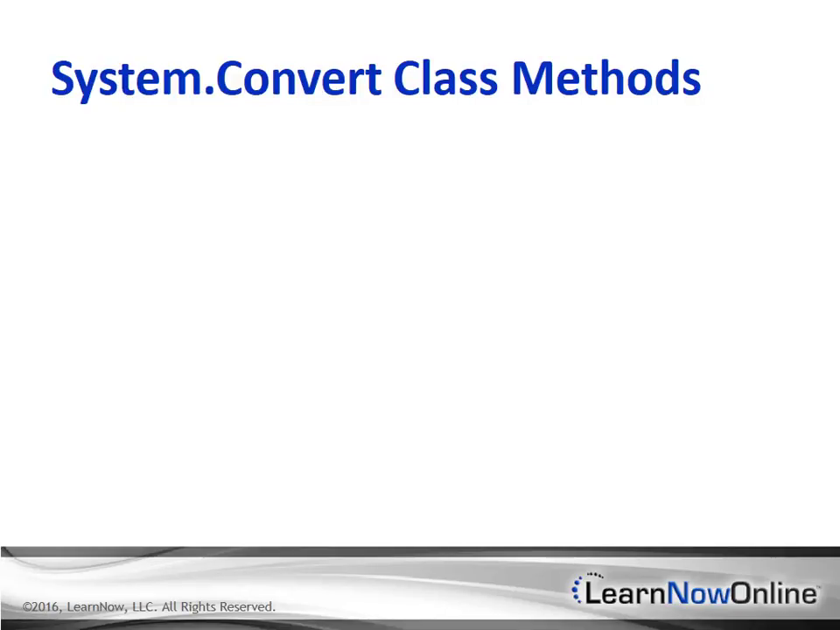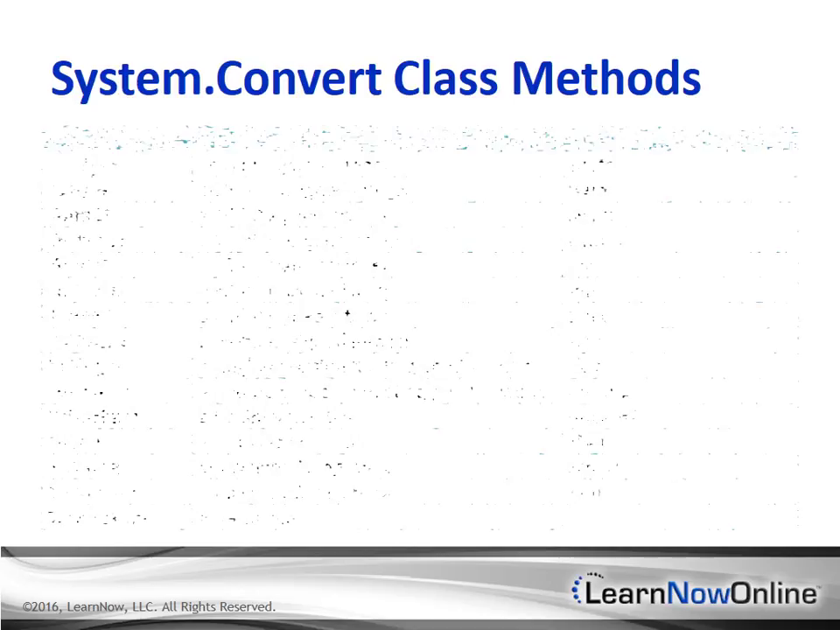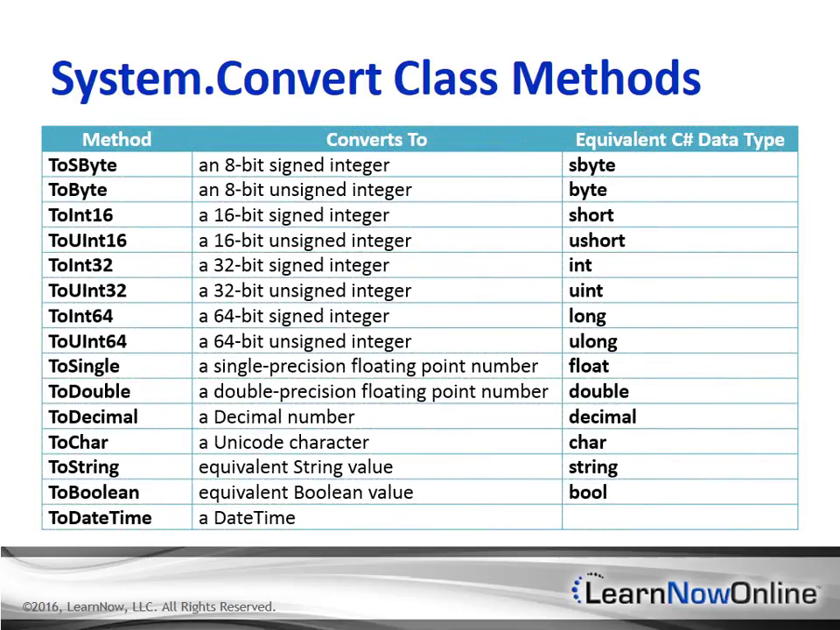The System.Convert class is a veritable Swiss Army knife of data type conversions, with a conversion method for each of the many data types defined within the .NET framework. So as you can see, there's a ToSByte method that converts to an 8-bit signed integer, a ToInt16, and so forth. This is a somewhat surprising duplication of functionality between C# and the .NET framework.